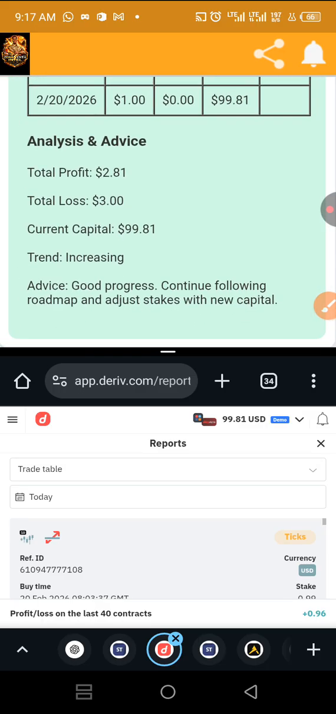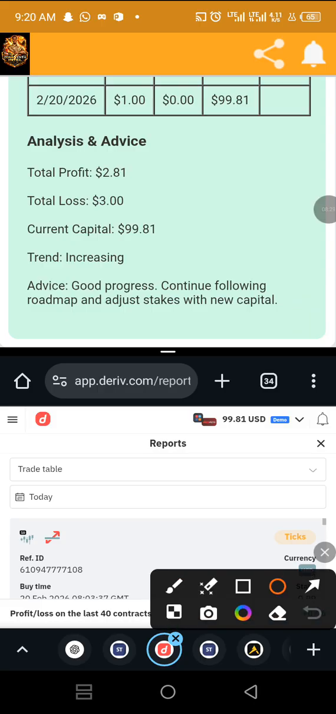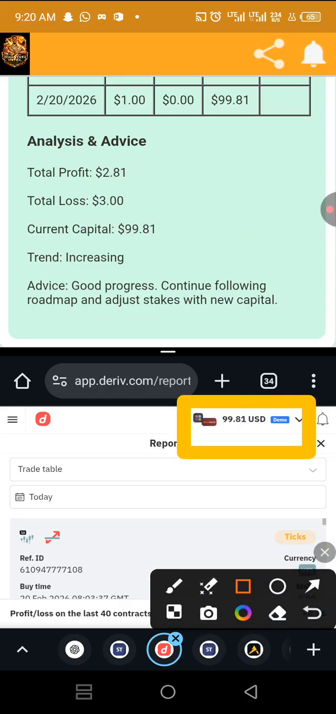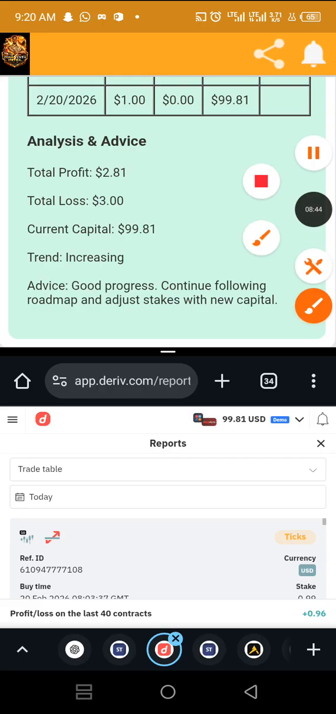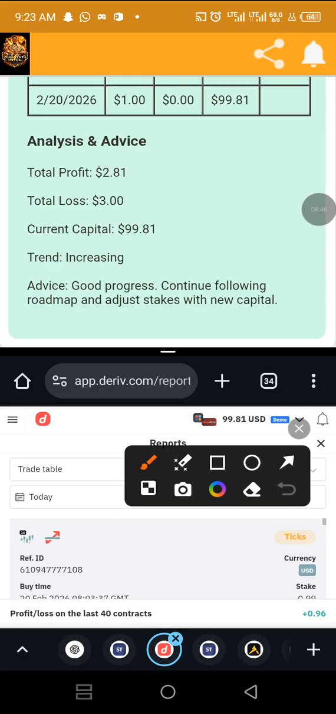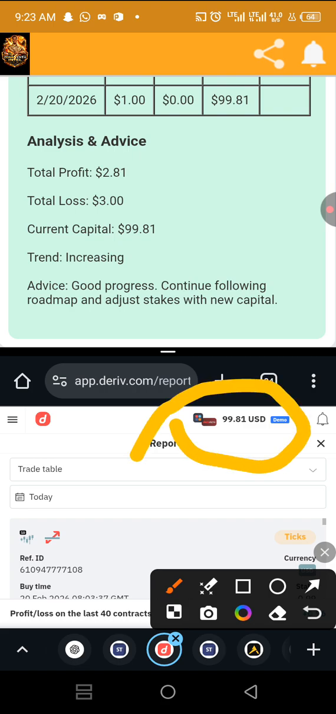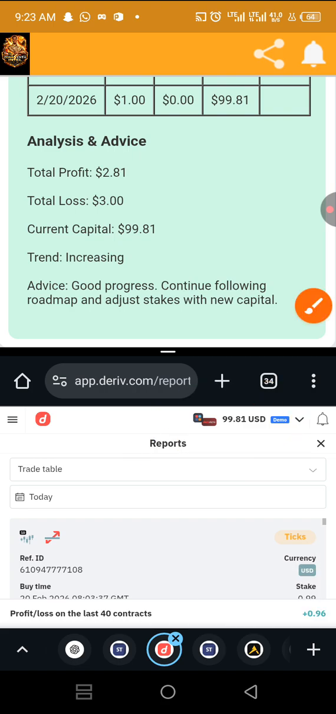So basically now our total profit in total, including our day 1 profit and everything, is 2.81, and our total loss is $3. So if we minus 3 from 2.81, we are still in loss. I don't know if you get it. So for the whole of today, we've taken our 40 contracts. We are done for today, and we are in profit of 0.96. So by tomorrow, if we are able to make profit, we should be in positive EV by tomorrow.